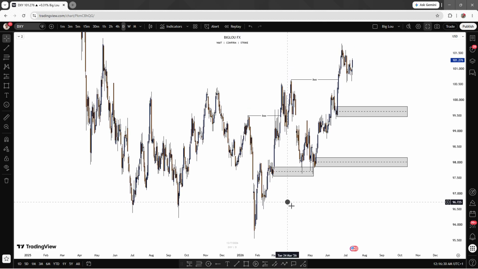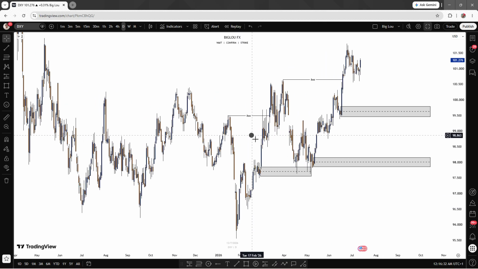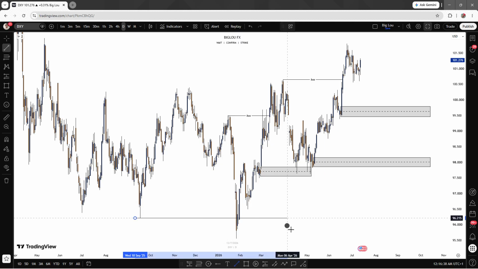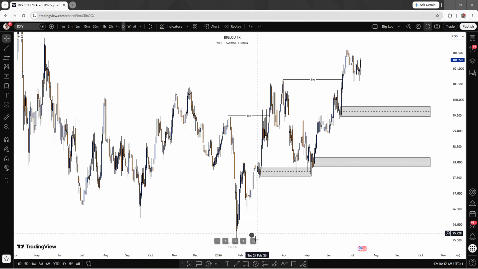We can clearly see this is DXY, the dollar index, on the daily time frame. We can see that this was a liquidity sweep. The market swept this low and then reacted to break above this high, which was the last high it created. So this was a sweep. It came back up here, did something we call a failure swing, and then took this high here, which is a break of structure.